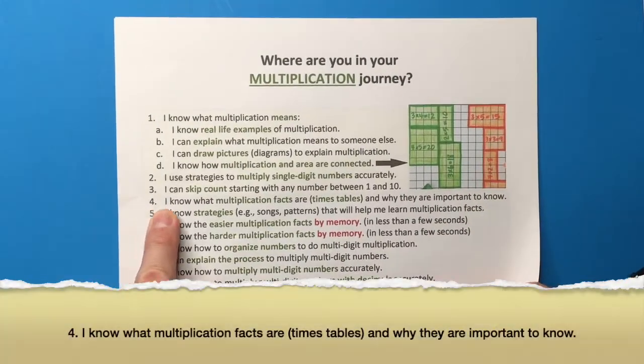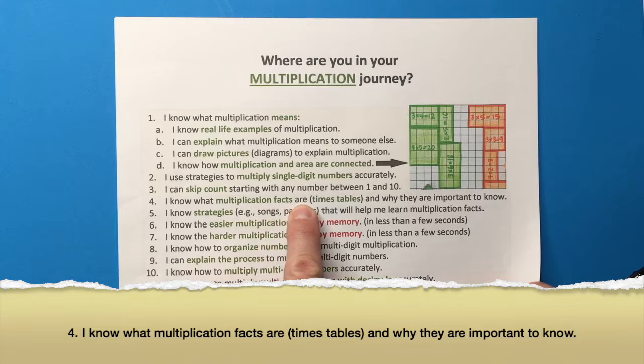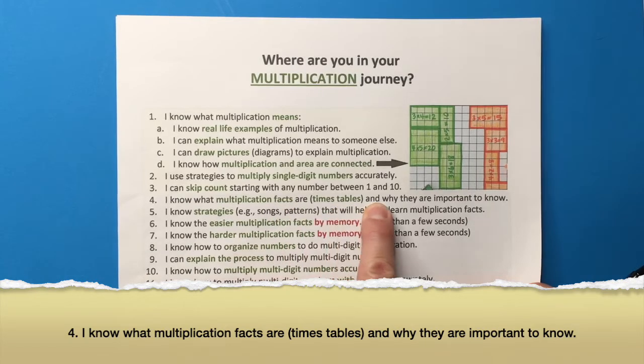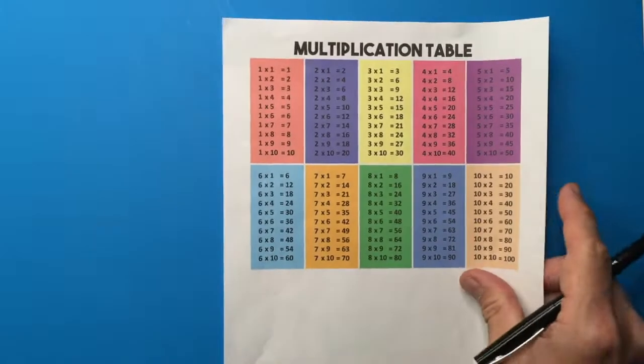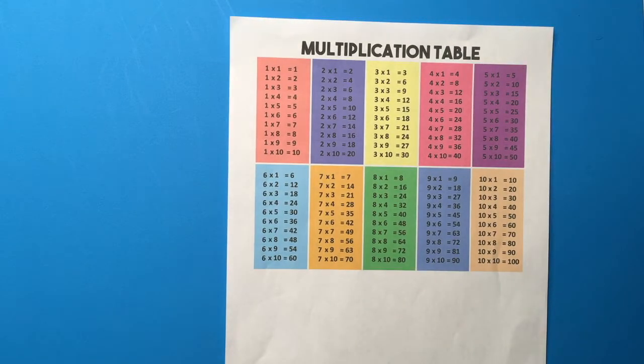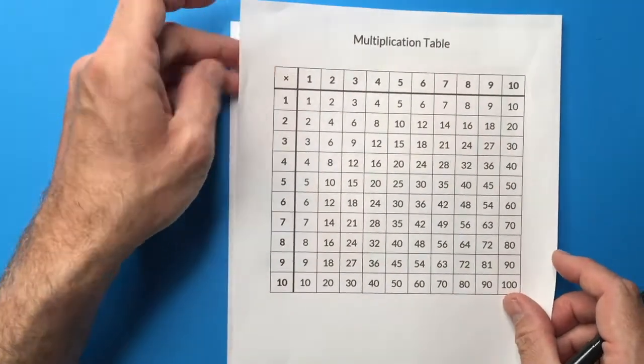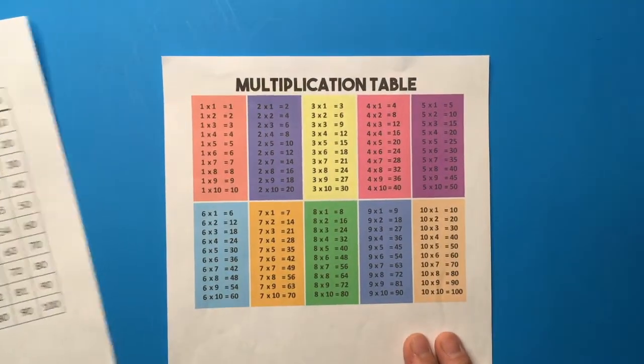Number 4 says, I know what multiplication facts are, times tables, and why they are important to know. Number 4. So multiplication facts, those are simply these things here. So you might have seen this before. Sometimes multiplication facts are shown in a different way. Sometimes they're shown in a table like this, or sometimes they're shown like this.